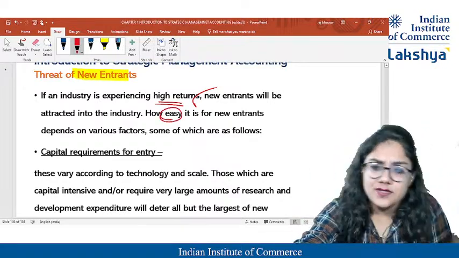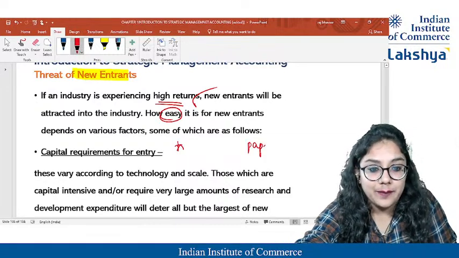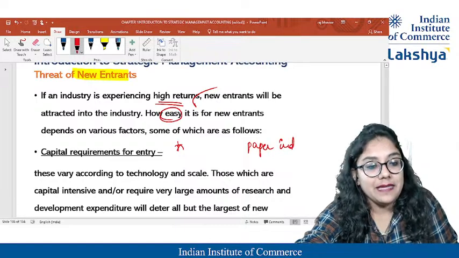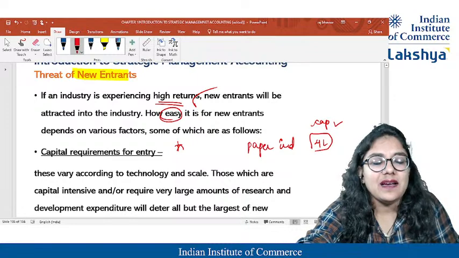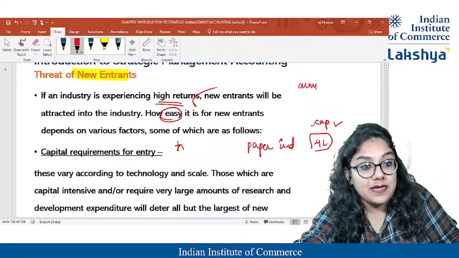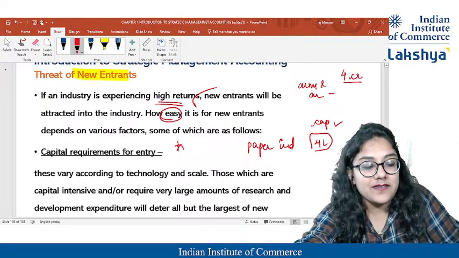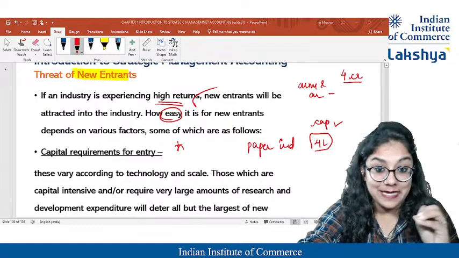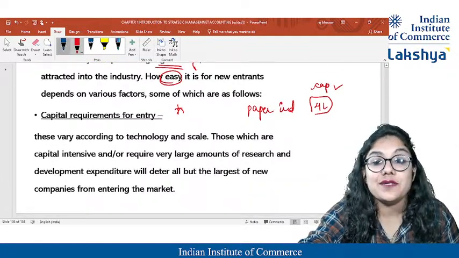How easy is it to start? For example, if I want to enter the paper industry, for that they have told me, ma'am, you require 4 lakhs capital investment. And everybody can start it. But what if I say, ma'am, I want to start the arms and ammunition business? For that I require 4 crores investment. Not everybody has the capacity, isn't it? So the capital requirement is the first barrier.